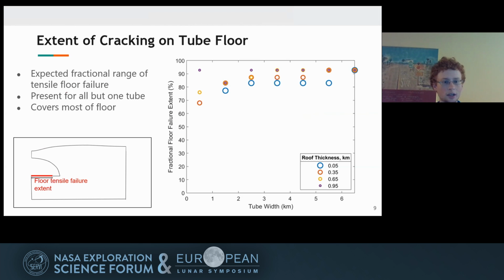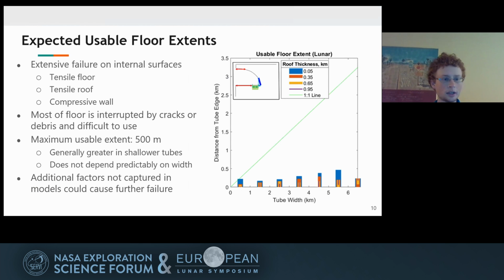So I studied several different types of failure inside these tubes, the most extensive of which was tensile failure on the tube floor. I found that this was present in all but one tube, and wherever it was present, it covered most of the floor, over 65%, and in some cases covered almost 95% of the floor. I also studied tensile failure on the tube roof and compressive failure on the tube wall, because I found these three types of failure to be present inside the tubes. And the combination of these effects meant that most of the floor was interrupted by cracking or debris and was expected to be difficult to use.